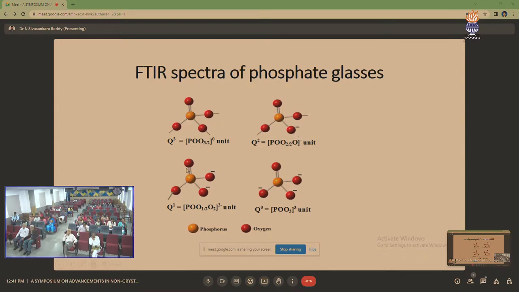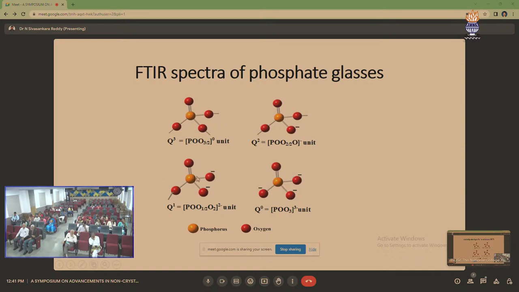Another unit is there, the Q1 unit. The name I have not given. The first one is the ultraphosphate. The second group is metaphosphate. It is well listed in the literature. And a Q1 unit, which is called pyrophosphate. And the last one is orthophosphate.